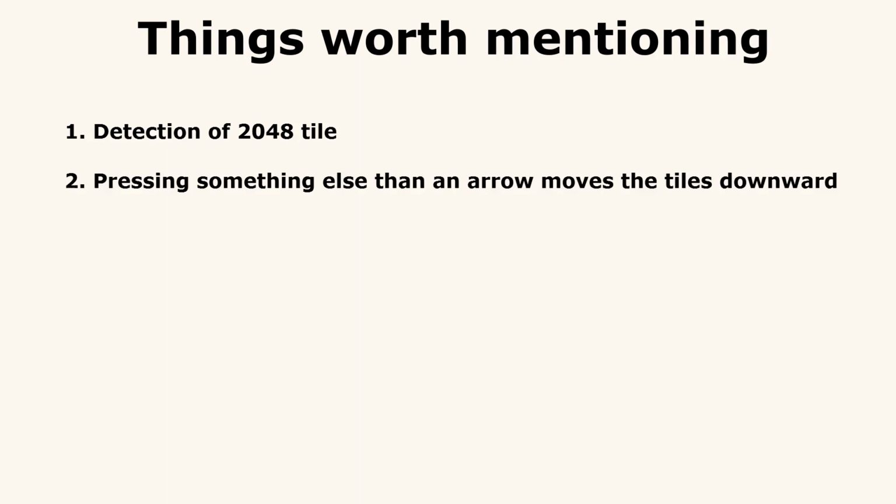The logic doesn't check that the user pressed one of the arrows. If you press any other key, it moves the numbers downward. This is also easy to fix and you can try that.